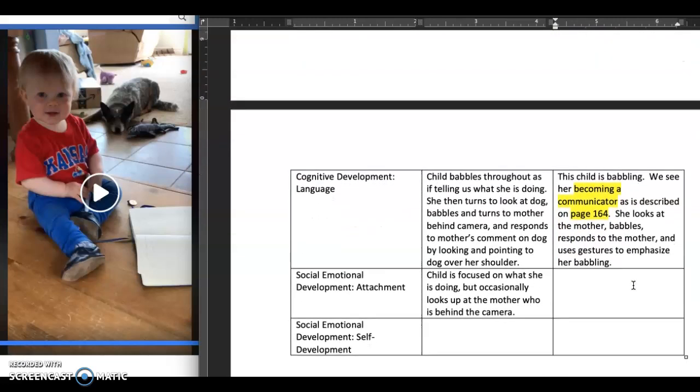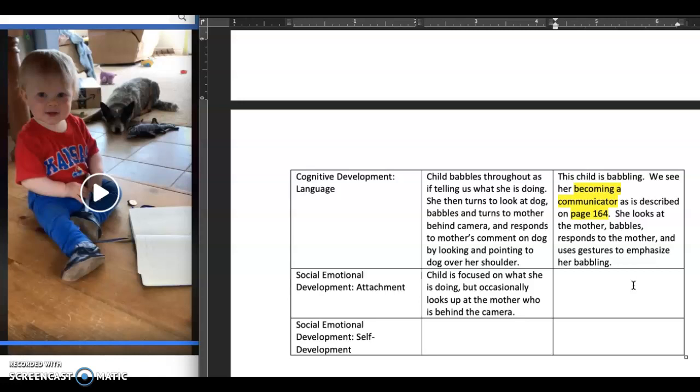Language development. Okay, so we just saw this. So my observations are: child babbles throughout as if she's telling us what she is doing. That's observation number 1. Observation number 2: she then turns to look at the dog, babbles, and turns to mother behind camera. That's like 3 observations. And responds to mother's comment on dog by looking and pointing to dog over her shoulder. Okay, so we just saw all that.